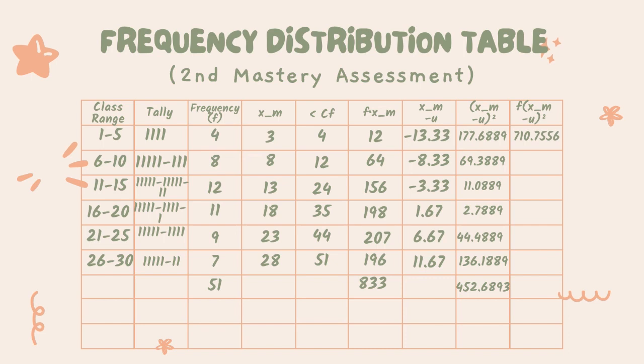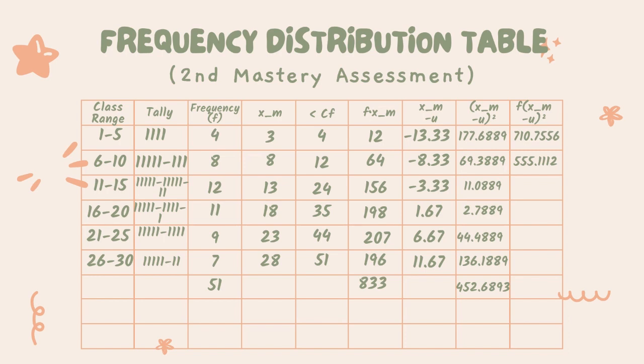Now, to get our frequency multiplied by the square difference of x sub m minus mean, we will have to take the data we have gathered earlier and multiply it with our corresponding frequency. Starting with 177.6889 multiplied by 4 is equal to 710.7556. Then next is 69.3889 multiplied by 8 is equal to 555.1112.